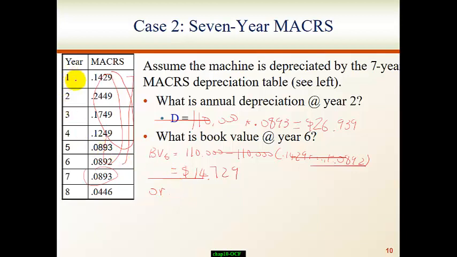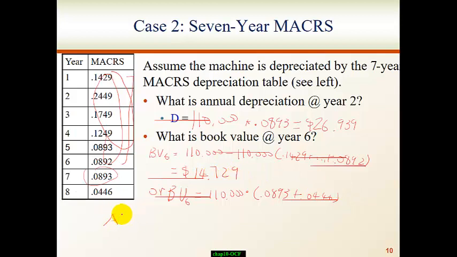There's another way to think about this. After the first 6 years, there are only 2 more years left. These are 8.93 and 4.46. So the book value at year 6 is 110,000 times 8.93 plus 4.46. This also gives us the same number.